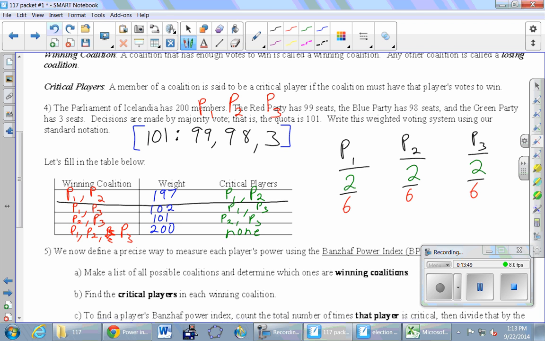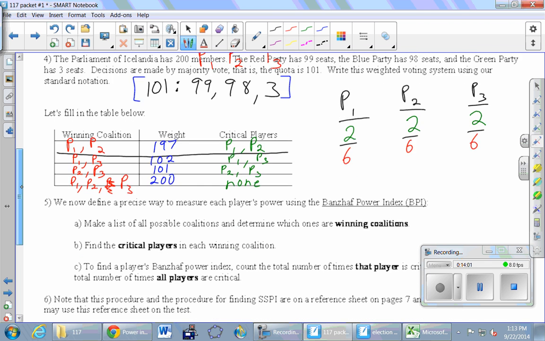You can leave it like this. You can change it to 1/3. You can change it to 33.3%. Whatever you want is fine. This is full credit. Changing it is also full credit. But certainly it sure feels like they're equal in power looking at those numbers.